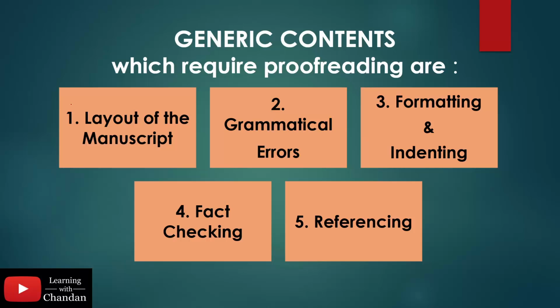Proofreading items in a checklist are generally divided into two parts, generic contents and specific contents. Generic contents relate to the overall layout of the manuscript, the grammatical errors relating to English language, formatting and indenting details, fact-checking for statistics and figures and mathematical calculations you have mentioned, and referencing.